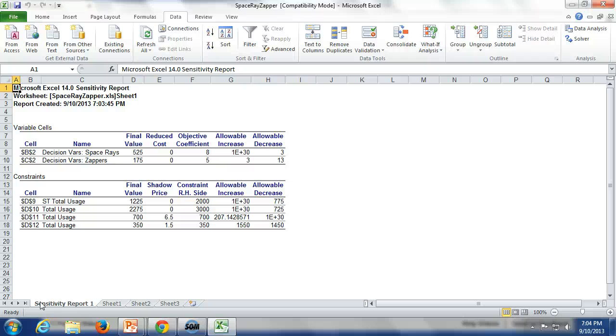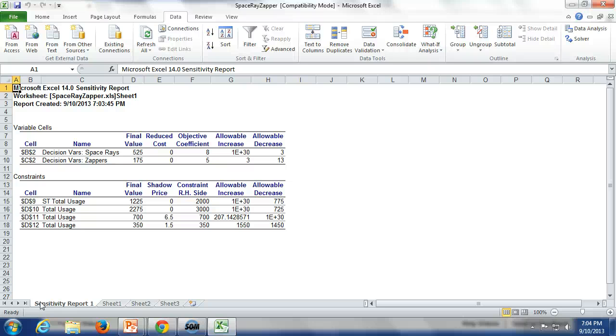Well, my question is, what if we don't make $5 for every dozen zappers? What if we don't make $8 for every dozen space rays? What if the market conditions change? What if our cost accountant gave me a bad estimate? Whatever it might be. Well, there lives in here something called the range of optimality, and you have to calculate it from the sensitivity report.